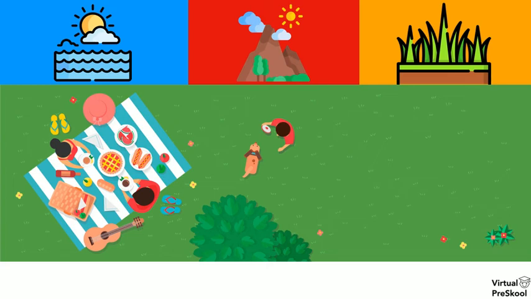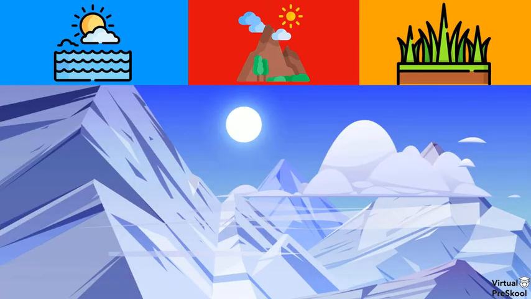They're having a picnic in the ocean, mountain, or grass? They're having a picnic in the grass, right? And how do we say grass in Hindi? Ghas. The Himalaya ocean, the Himalaya mountain, or the Himalaya grass? The Himalaya mountain, right?